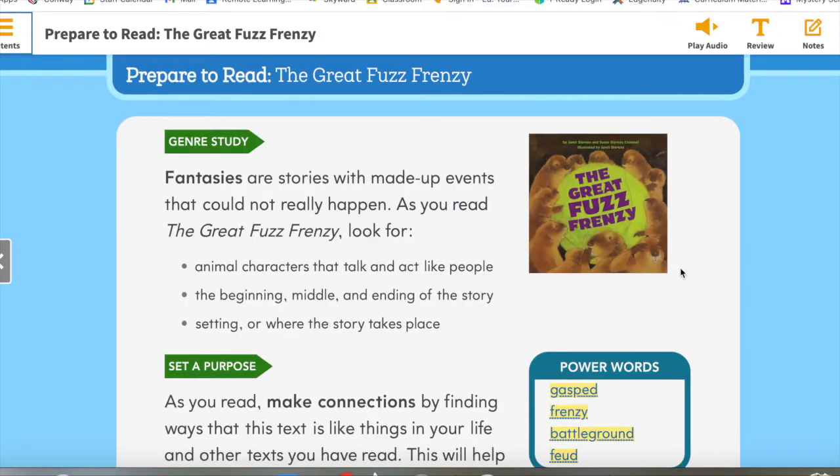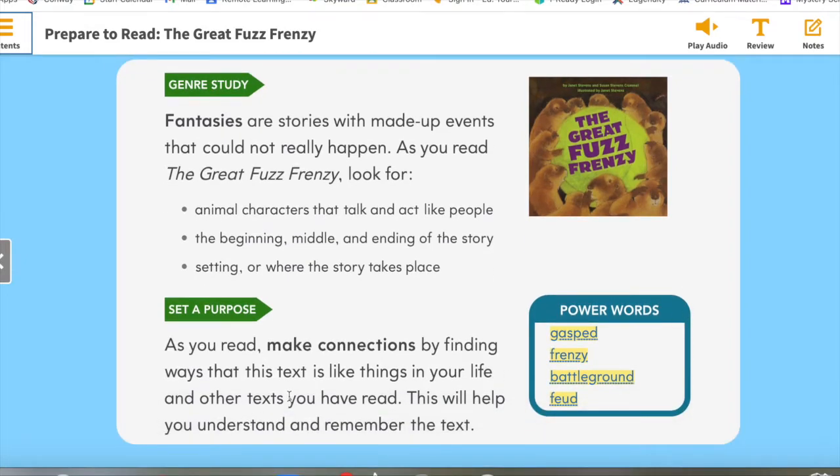This is a really cute fantasy story called The Great Fuzz Frenzy. Remember, a frenzy is when people or animals are just going crazy. So they're just really excited about something. Fantasies are stories that are totally made up and couldn't really happen. You might see animals that talk and act like people. It'll definitely have a beginning, a middle, and end, like most stories. And pay attention to where the setting is, where the story takes place.